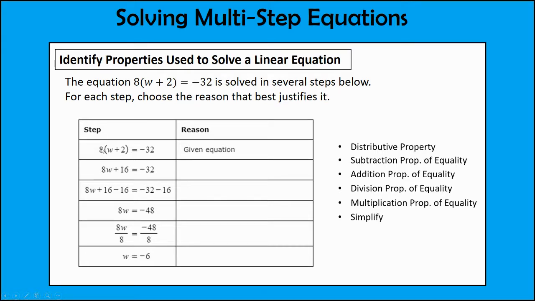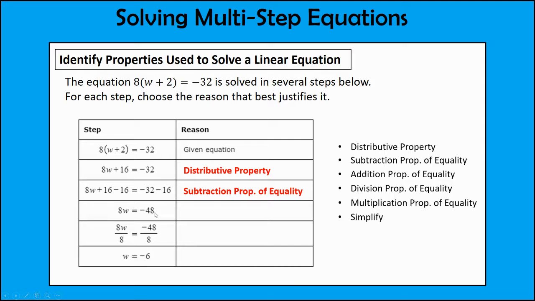All right. So if I look at the given equation and I look at line 2, what's different is they've taken that 8 and they've distributed it through the parentheses to get 8w plus 16. And by the way, this is the kind of equation we're going to do today. So the justification for this step is we use the distributive property. Okay. From the second line to the third line, what's different? Well, we're going to subtract 16 from both sides. And that's the subtraction property of equality.